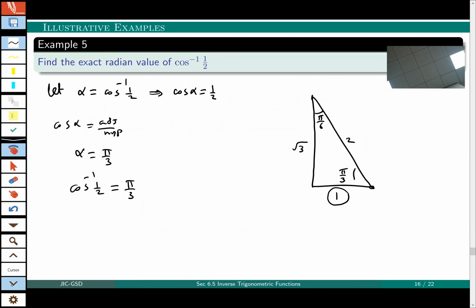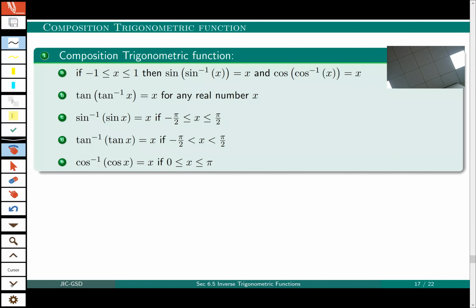Now, if we go to composite of two functions, we have to be careful here. If our x is inside the sine inverse, our x must be between -1 and 1 to say sine of sine inverse of x is equal to x. And the same thing with cosine inverse. If x is inside cosine inverse, the composite of the two functions will be x, provided x is between -1 and 1. Not all the time, only with the restriction from -1 to 1.